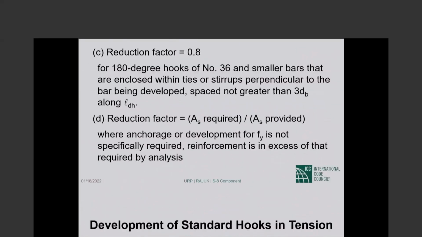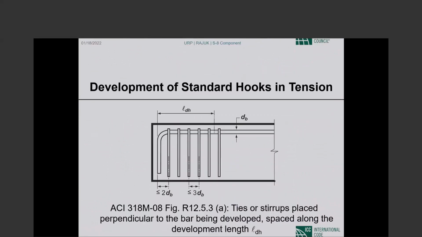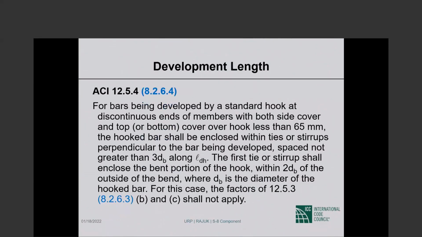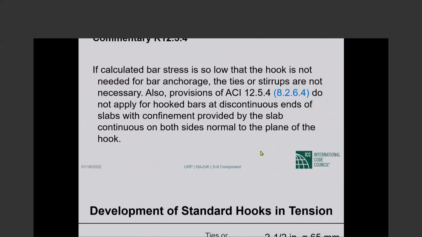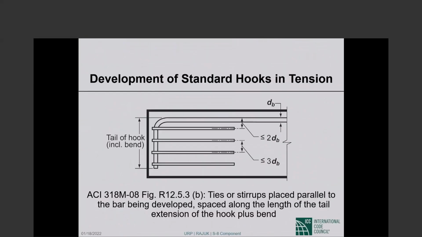I have a picture in a different context, but that may help. Let me go there. This going and coming back is time consuming and a little painful, but it's still worth it. Okay. So if you have, let us say, a 90-degree hook and the bar diameter is no more than 36 millimeters, and the side cover, which would be this cover here, no more than 2.5 inches, and this cover from the end of the hook to the concrete surface no more than 2 inches. If that is the case, then you get a reduction factor of 0.7.